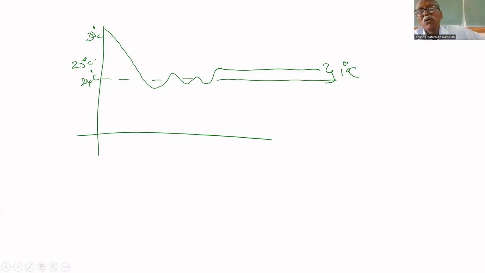What is the speed now? 60 kilometers per hour. What is the set point? 60 kilometers. It is in my mind. Am I correct or not? Set point is in my mind, 60 kilometers per hour. Car speed is also 60 kilometers per hour. What is the error? 0. Error is 0.